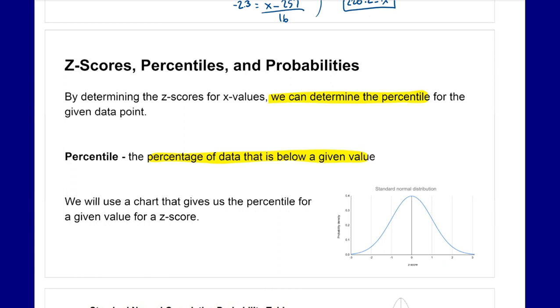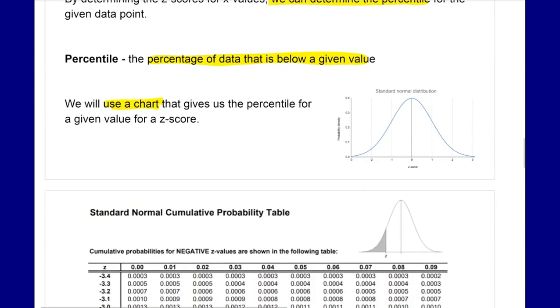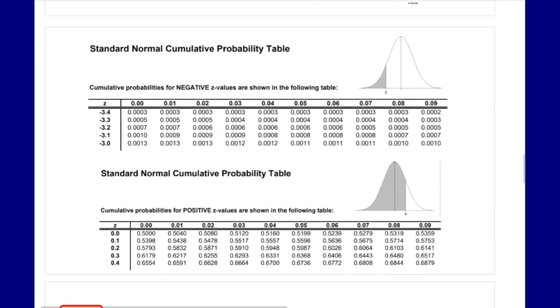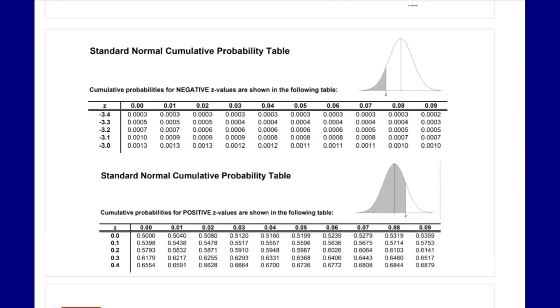And what we're going to do is use a chart to give us the percentile for a z-score. We will have these charts, and they're called z-score tables. They give us all the different percentiles for all the possible z-score values from, it looks like, negative 3.4, so 3.4 standard deviations below the mean, all the way up to, I believe, about 3.49 on the positive end as well, and negative 3.49.